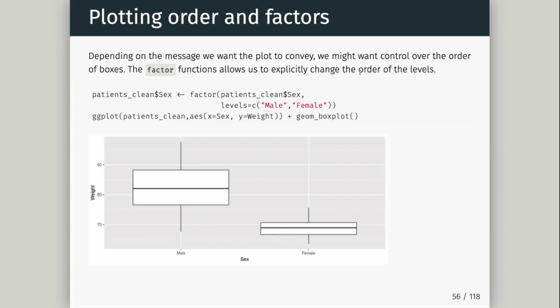So what I'm going to do is take my column from patients, the sex column. I'm just going to reassign it as a factor. I'm going to give it the column back. And now I'm going to set the levels and I'm going to make it male, female. Now when I do the plot, I have a much better order.